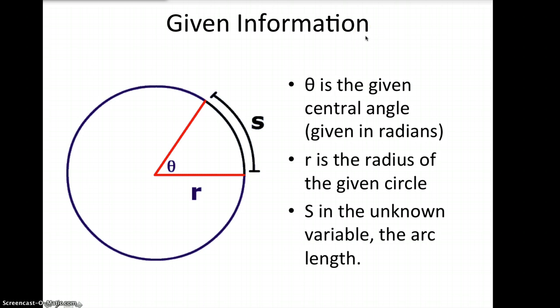So, some given information that you would have is a circle, most likely, and theta, which is the given central angle in radians, of course. Then r would be the radius of the given circle, and s is the unknown variable. You could solve for any variable, but s is the most common, and that would be the arc length, in whatever dimensions it's given in the problem.